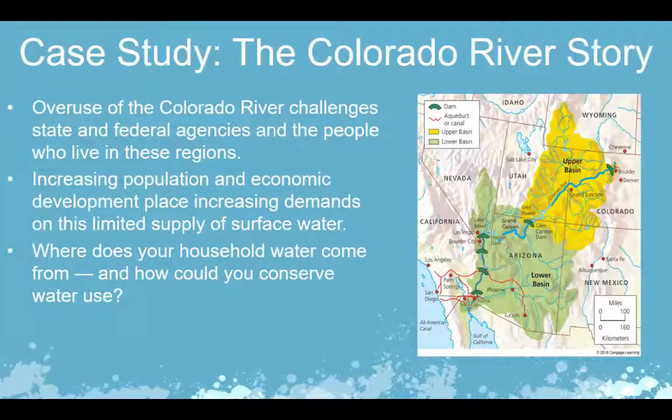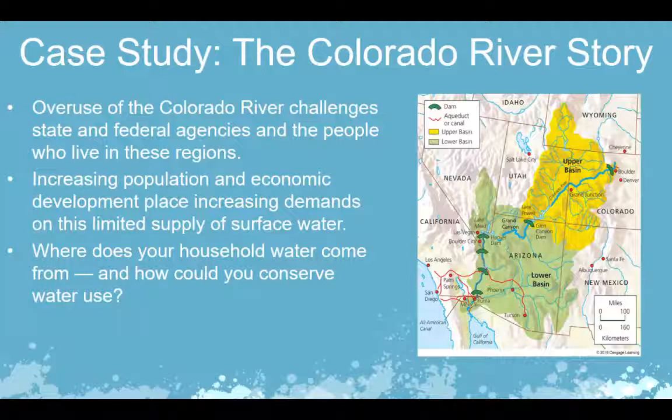Now, overuse of the Colorado River challenges state and federal agencies and the people who live in these regions. You can see here the Colorado River running from up by Boulder, Colorado, down past Grand Junction, so through Colorado into Utah, through Utah into Arizona, and even down there on the border to California and Nevada before it heads into the Gulf of California, which is down in Mexico. So, increasing population and economic development have placed increasing demands on this limited supply of water.